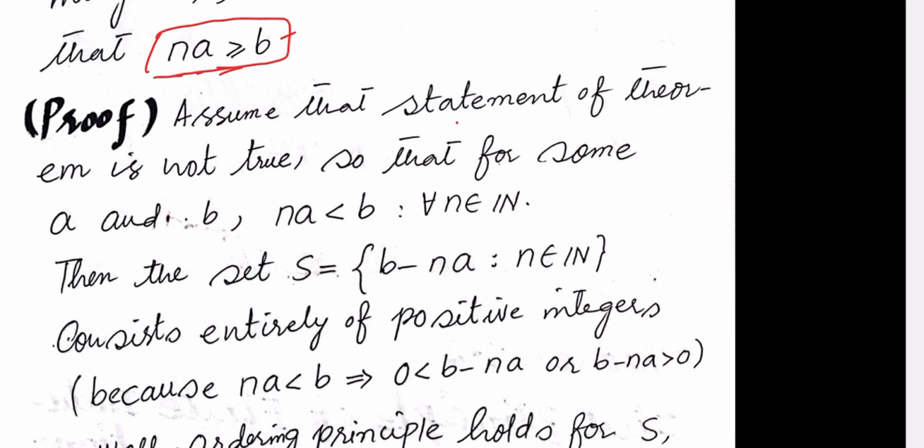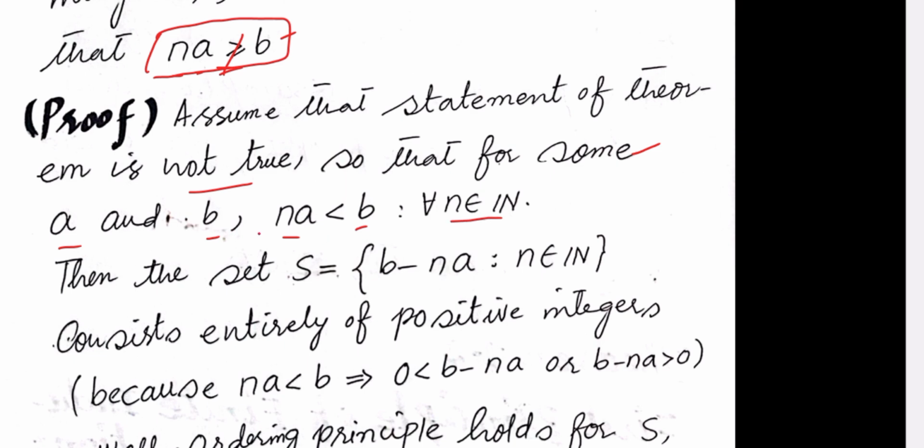It means there are some positive integers a and b such that for every natural number n, this inequality does not hold. Assume that the statement of the theorem is not true, so that for some a and b, this inequality does not hold. It means na is not greater than or equal to b. This shows na is less than b for all natural numbers n.